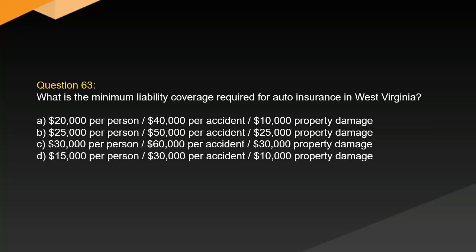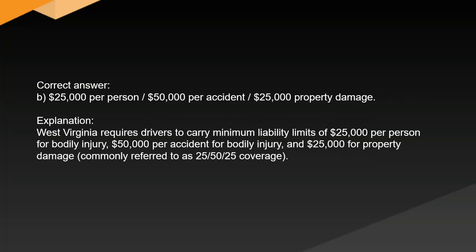Question 63. What is the minimum liability coverage required for auto insurance in West Virginia? A. $20,000 per person, $40,000 per accident, $10,000 property damage. B. $25,000 per person, $50,000 per accident, $25,000 property damage. C. $30,000 per person, $60,000 per accident, $30,000 property damage. D. $15,000 per person, $30,000 per accident, $10,000 property damage. Correct answer: B. $25,000 per person, $50,000 per accident, $25,000 property damage.